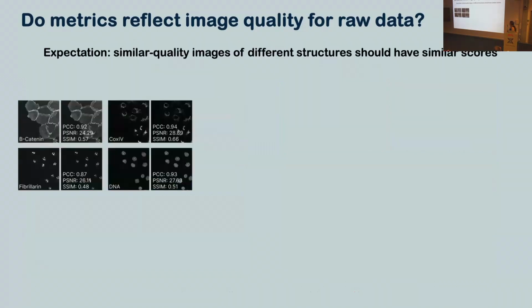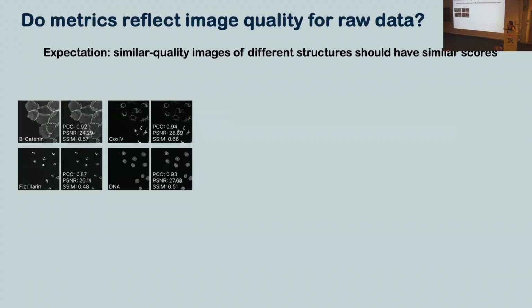All right, let's have another expectation. If you've got some different structures, and those images have the same quality metric value, then they should be of the same quality, right? So I've got some images here, four different structures, and we've synthetically degraded them. We've added the same amount of noise to each one.